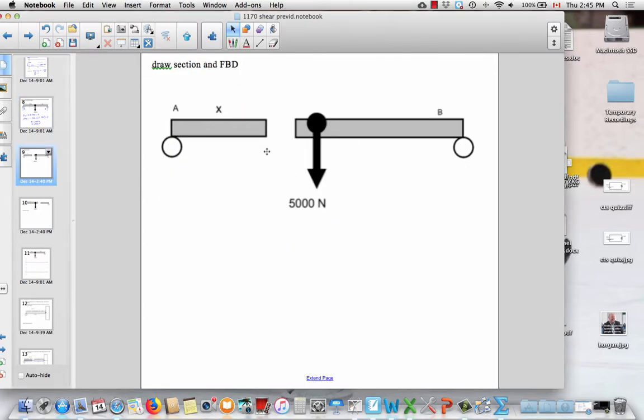Okay, so there's the section at distance x. So draw the force diagram and do equilibrium analysis. Pause the video and give it a try.